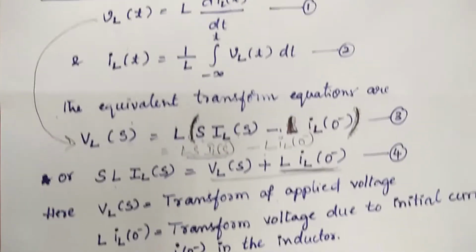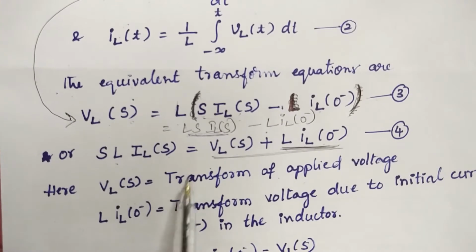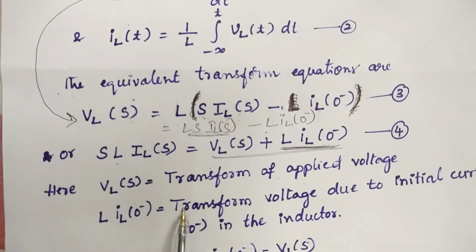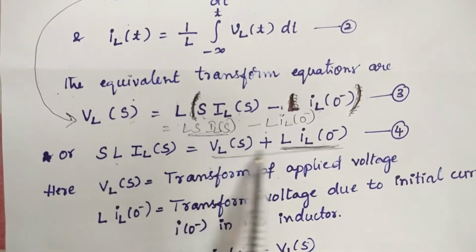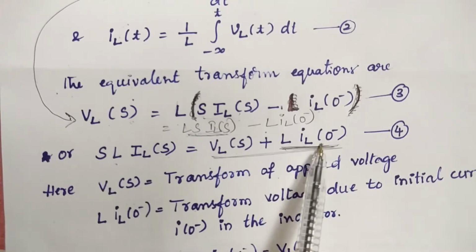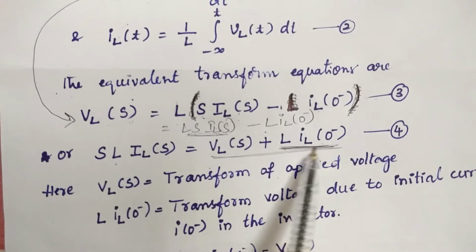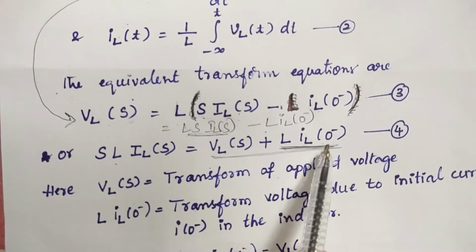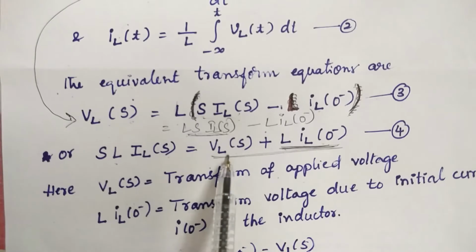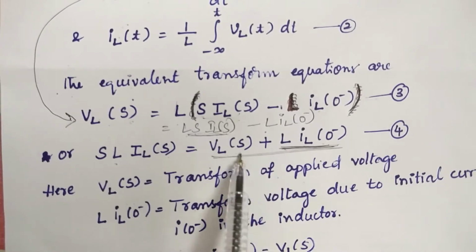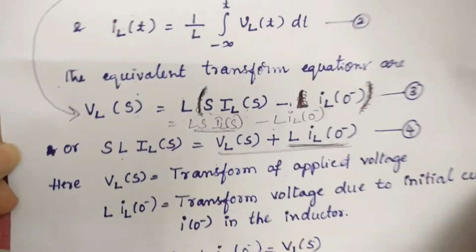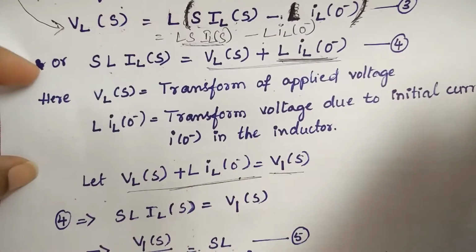Okay, so those two statements you can observe here. Now what we are doing is assuming this entire relation as V1 of S, because VL of S is a transformation of the applied voltage in the S domain. And this is the transformed voltage due to the initial current in the S domain. Clear? So collectively these two can be called the voltage across the inductor. So let it be V1 of S. If we do so, the equation looks like this.